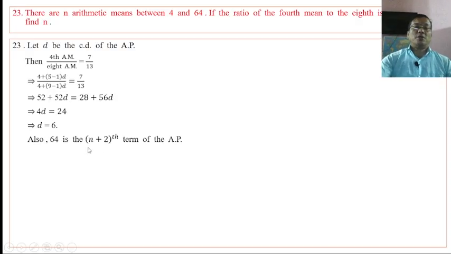Also 64 is the n plus 2 term of the AP. Using the nth term formula, we have 64 equal to first term plus n plus 2 minus 1 into common difference d. Then n is equal to 9.